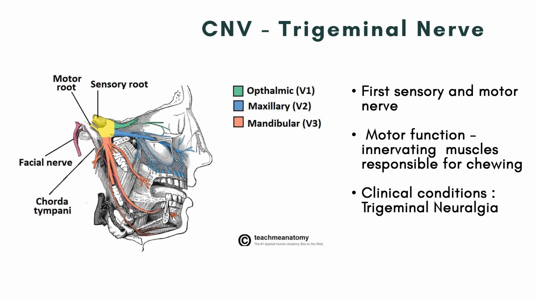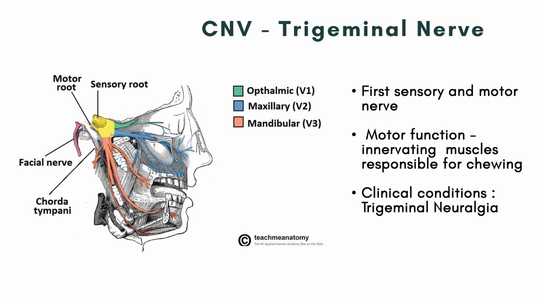The second branch is the maxillary branch, which conveys sensation from the middle part of the face, including the cheeks and upper lips. The third branch is the mandibular branch, which supplies sensation to the lower part of the face, including the jaw, lower lip, and chin.